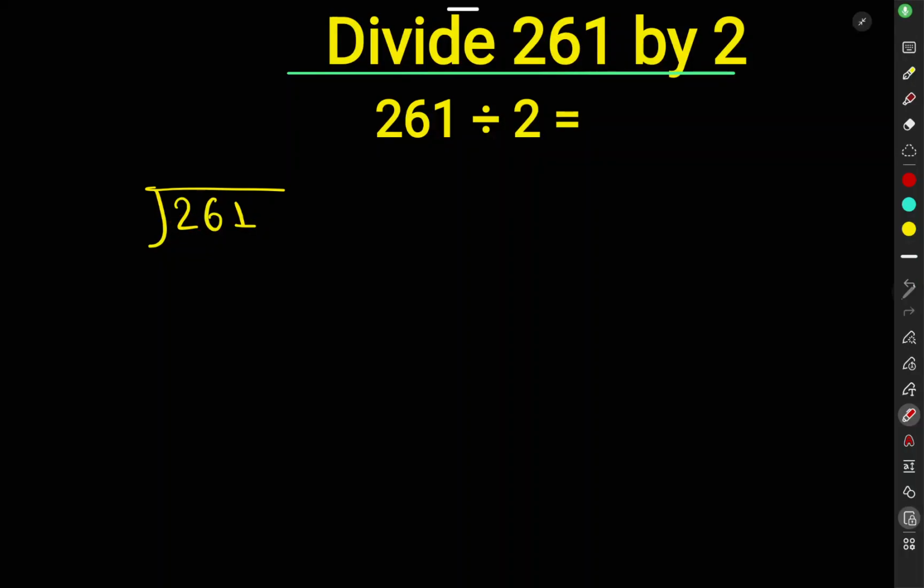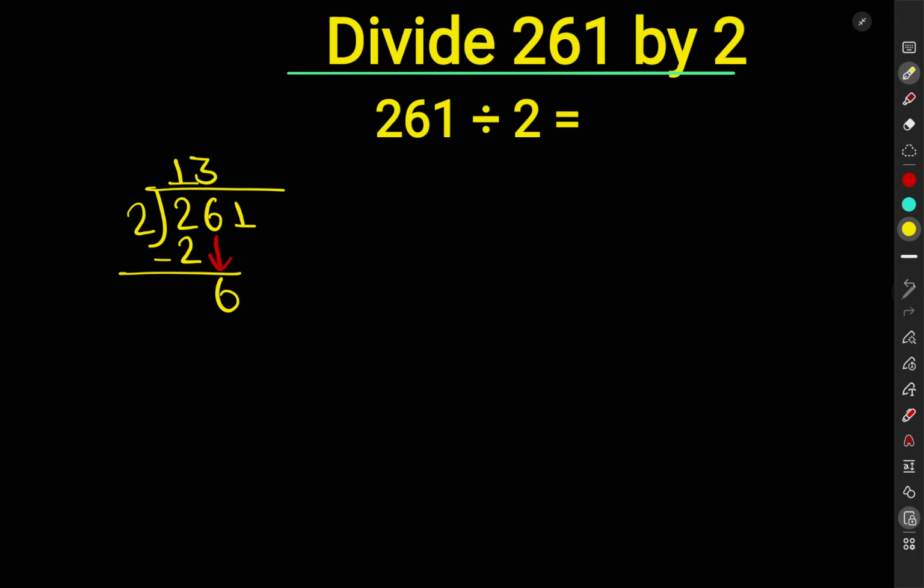We divide 261 by 2 in long division method. So 2 times 1 means 2. On subtracting we get 0. So now we put down the number beside this 6 and we remove this 0.